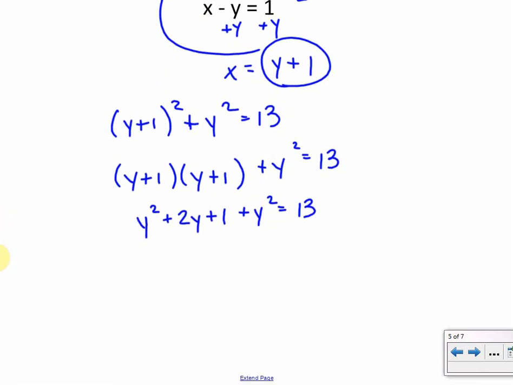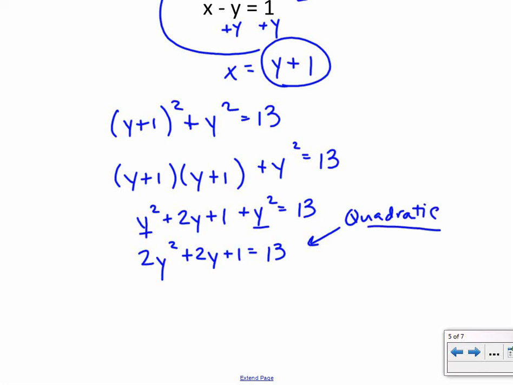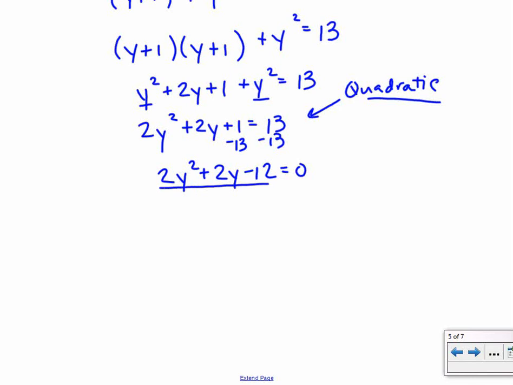Now I'm going to combine my like terms. I have y squared and y squared, so that would be 2y squared plus 2y plus 1 equals 13. This is a quadratic equation. So that means I have to either factor it or use the quadratic formula. But the first thing I need to do is get it set equal to 0. So I'm going to subtract 13 from both sides. So I have 2y squared plus 2y minus 12 equals 0. I can divide this whole thing by 2 just to make it easier on myself. y squared plus y minus 6 equals 0.